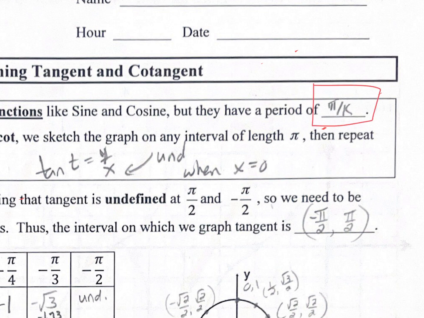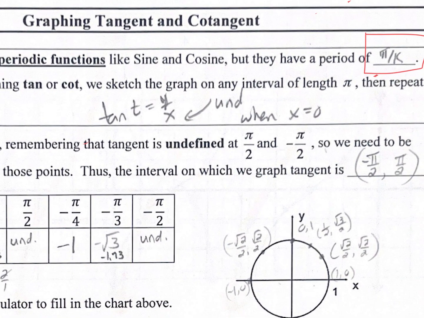So normally for sine and cosine, one full period is 2 pi. It's one time around the circle. But for tangent and cotangent, it's just pi, which is halfway around the circle. And the reason why is, recall that tangent is y over x. So this means that it's undefined when x equals 0, because the denominator cannot equal 0. Sine and cosine are never undefined, because sine is just y and cosine is just x. There's never going to be a denominator that's 0. So tangent and cotangent are a little unique like that.